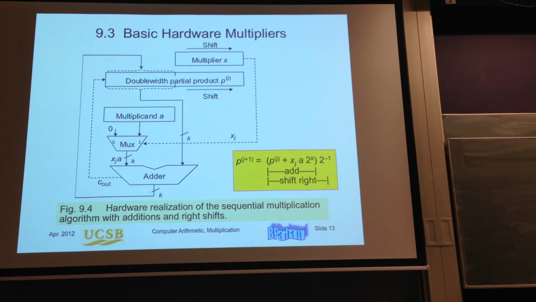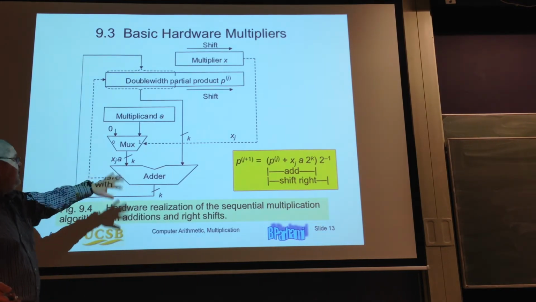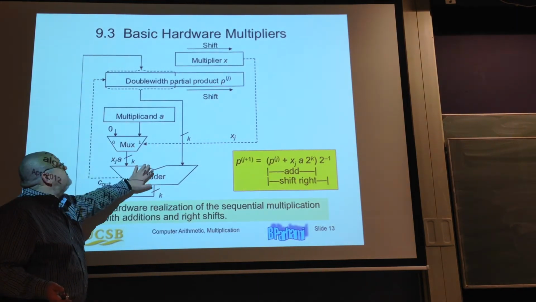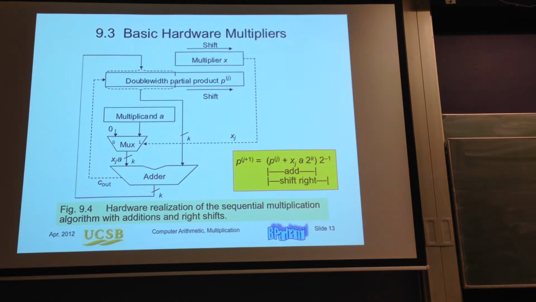Simple, clean, and nice. The cycle time is determined by the time to shift, multiplex, do the addition, and store. This is basically the cycle time. With this scheme, I can just do unsigned work. If I want to do signed, I have to complicate the story.